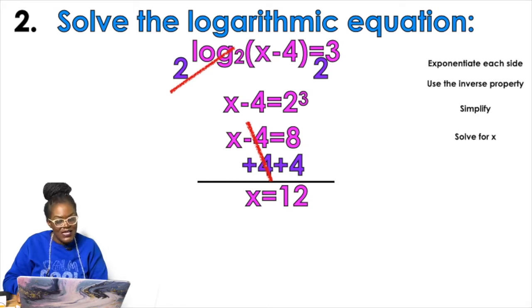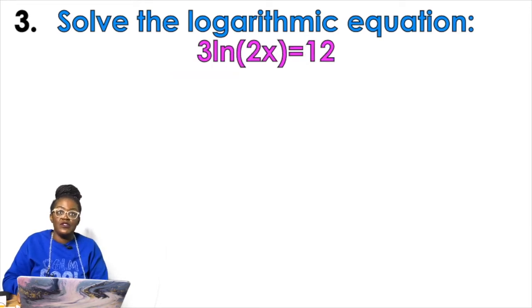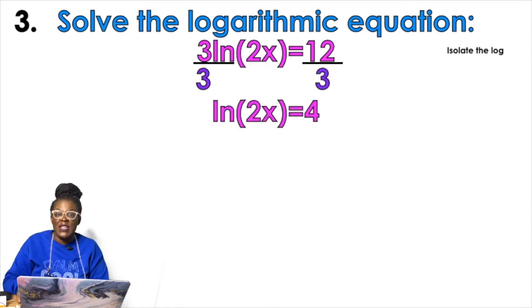Yes, very good. Okay, level 2. That was a level 1 problem. Now level 2. I have 3 ln, and you're thinking we could just exponentiate both sides, but not yet. I want to make sure that I isolate the log. That's what you always want to make sure of. So we're going to divide by 3 first. I get ln 2x equals 4. Now that my log is isolated, I can exponentiate both sides.